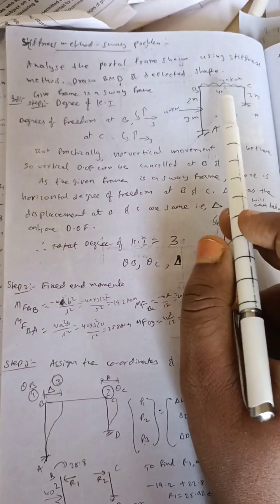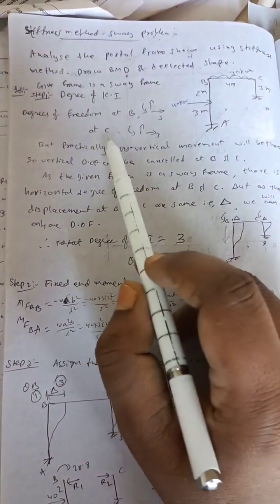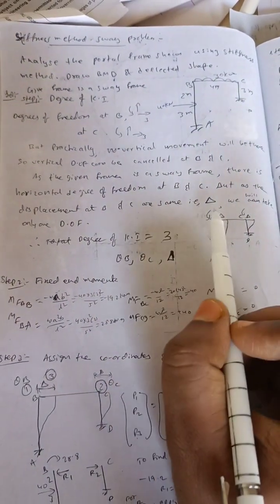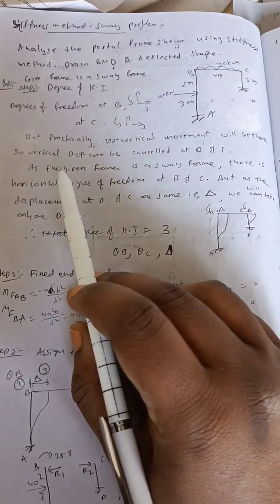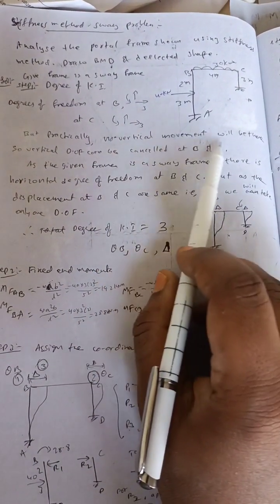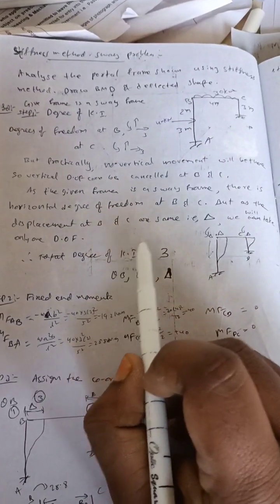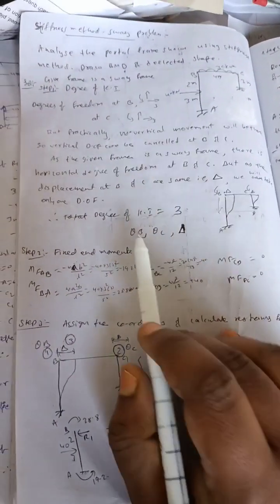So only 3 unknowns are there: theta B, theta C, and delta. The degree of kinematic independence is 3. Only one delta we will take because they are the same. Generally the degree of freedom is 6, but vertical movement will not be there, so the vertical degrees of freedom can be cancelled at B and C. As the given frame is a sway frame, there is a horizontal degree of freedom at B and C, but as the displacements at B and C are the same delta, we take only one degree of freedom. Therefore the degree of kinematic independence is 3: theta B, theta C, and delta. Therefore the K matrix is a 3 by 3 matrix.